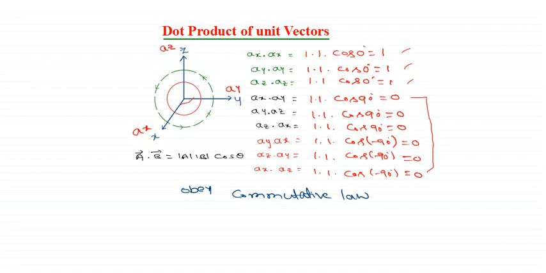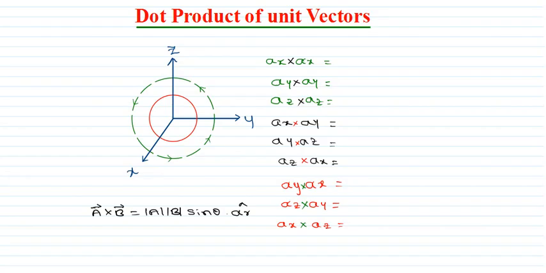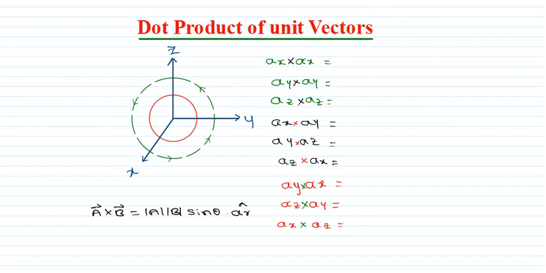Now let us look into the cross product of unit vectors. Sorry, this is the cross product here. When you look into the cross product of unit vectors, we can have ax cross ax, but the equation says a cross b is equal to magnitude a, magnitude b, sine theta, into a resultant vector. That resultant vector is perpendicular to both a and b.